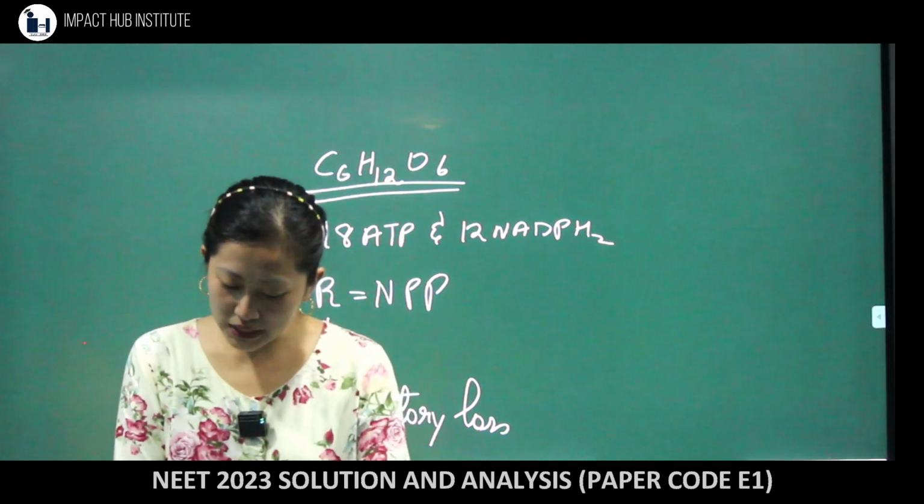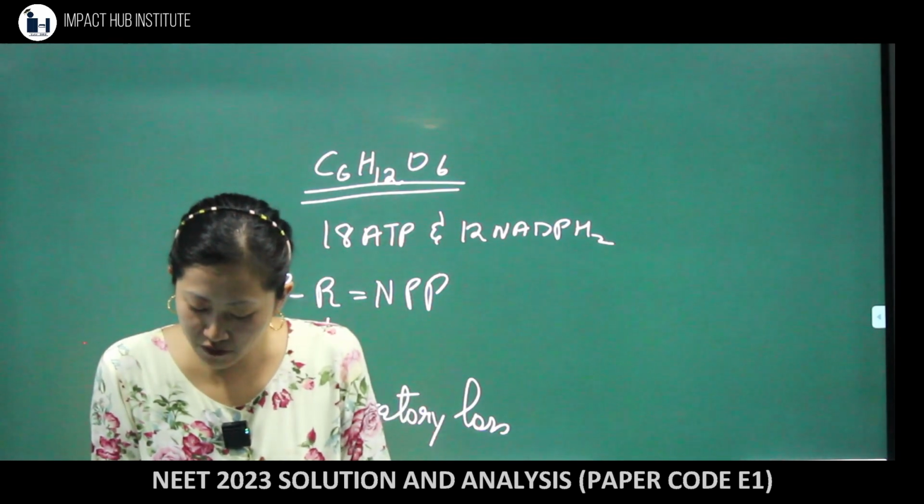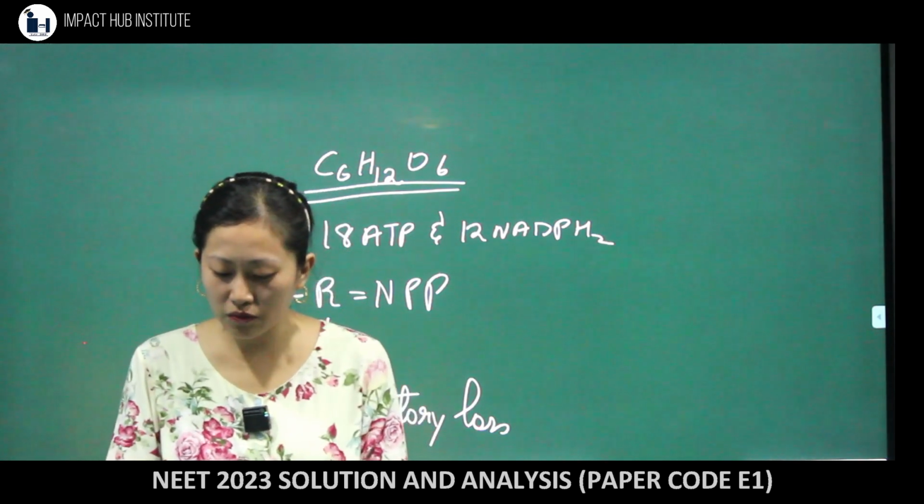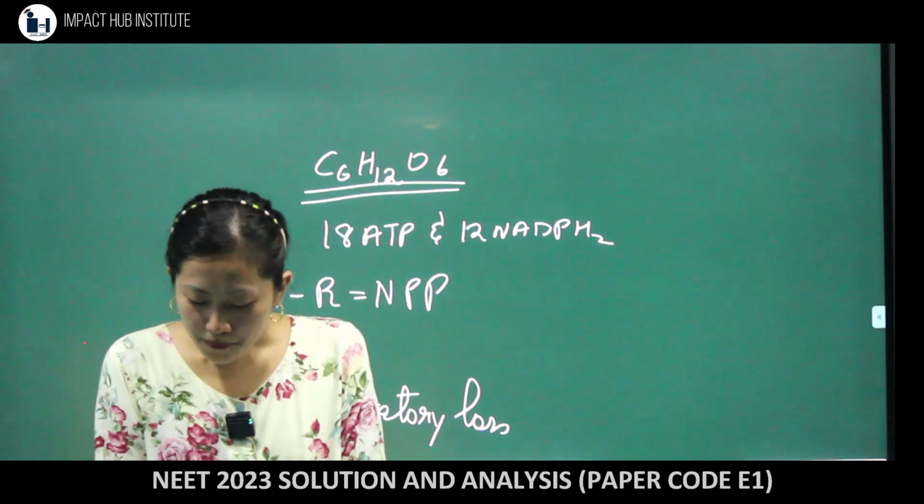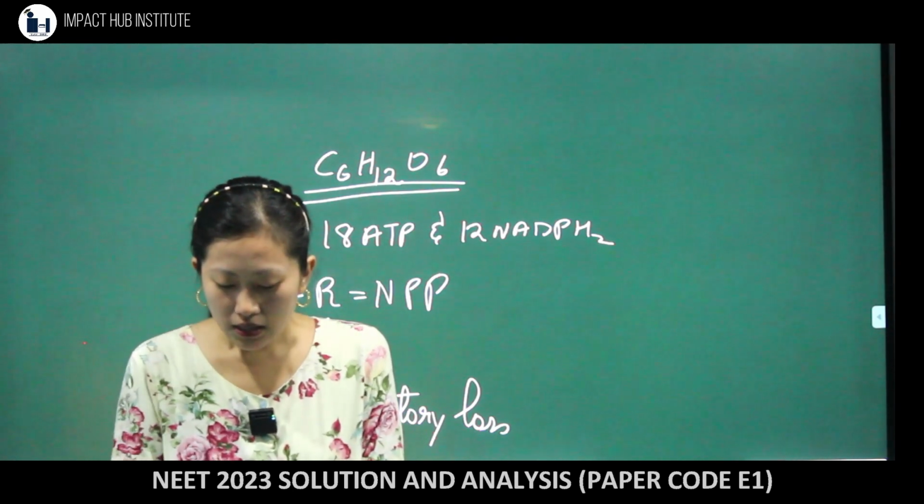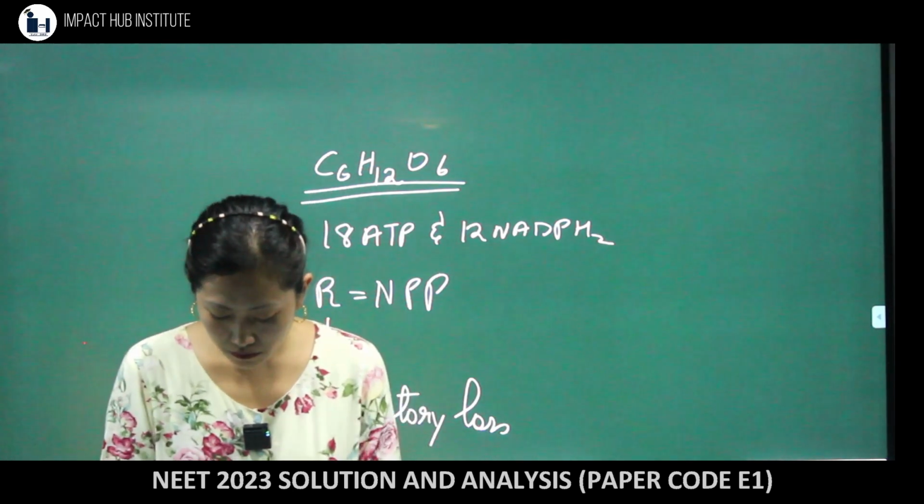Coming to 128, another direct question here. During the purification process for recombinant DNA technology, rDNA technology, they are talking about biotechnology, genetic engineering, addition of chilled ethanol precipitates out DNA. The correct answer is option 2, that is DNA.